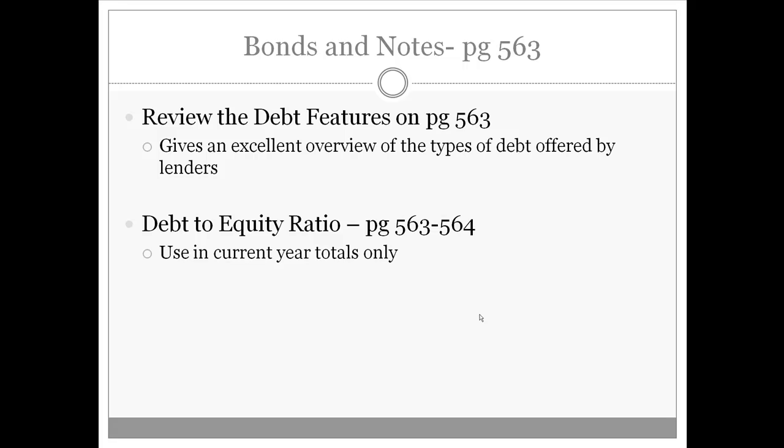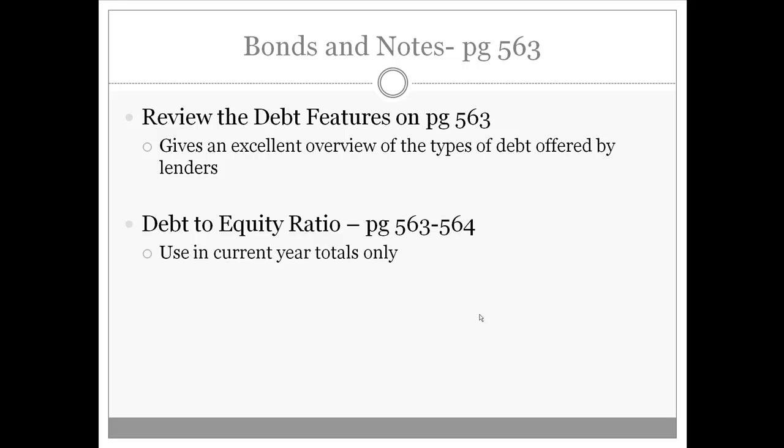More things on bonds and notes is looking at the debt features. So look at page 563. It's really important. It shows you the different types of loans and lending that are out there, like secured lending, unsecured lending, convertible and callable bonds. There's a lot of really excellent information in there that gives you ideas about the different types of instruments that a company can use.